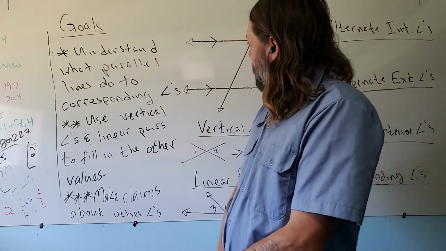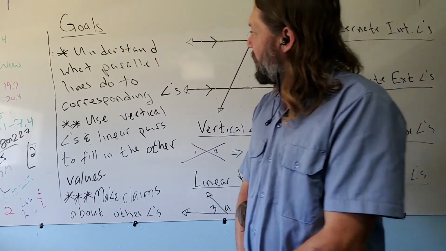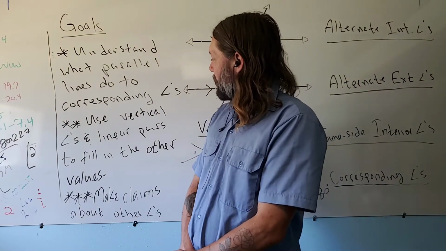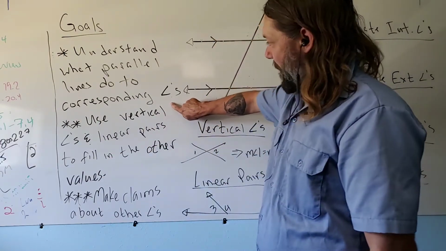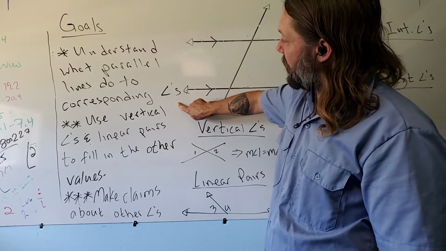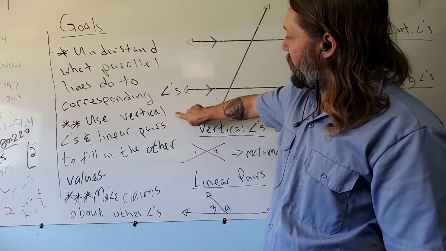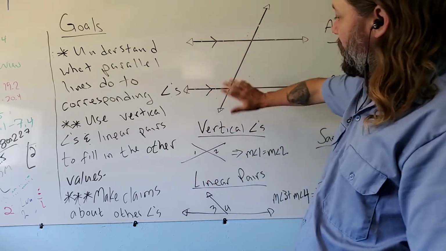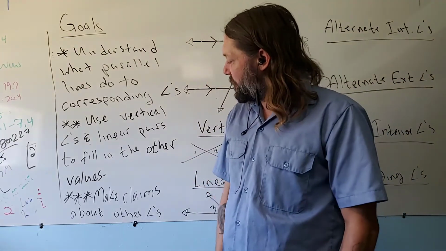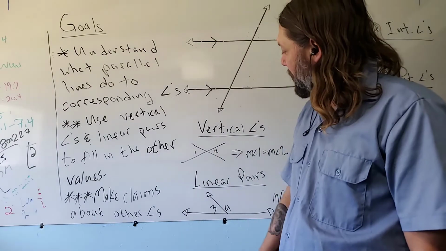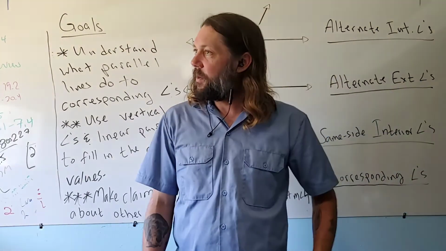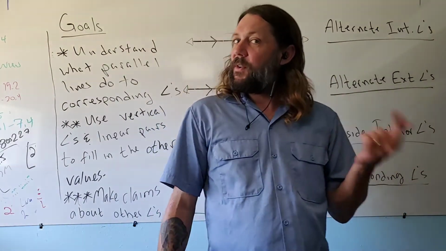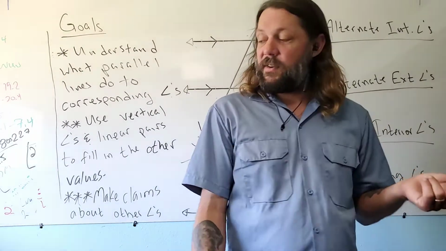Let's go ahead and go through our 3 goals. Our first goal is to understand what parallel lines do to corresponding angles. Our second goal is to use vertical angles and linear pairs to fill out the other values in this picture. And the last goal is we're going to make claims about the other types of angles. The other types of angles are alternate interior angles, alternate exterior angles, and same side interior angles.